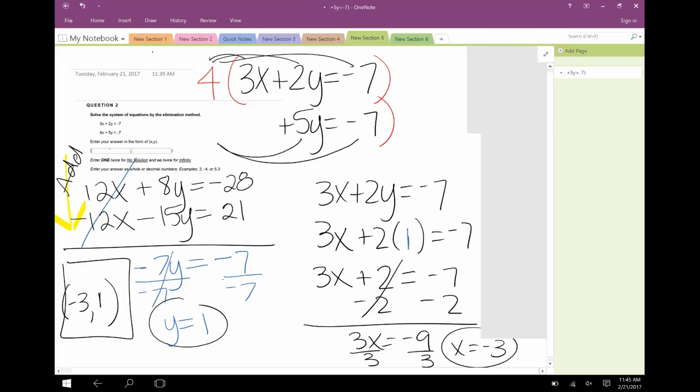Okay? And so notice your test review, the format looks so much like your actual test. So you want to enter your answer here. The first block, you put your x coordinate. That would be negative 3. And then the second block, you would put your y coordinate. That would be 1. Right?